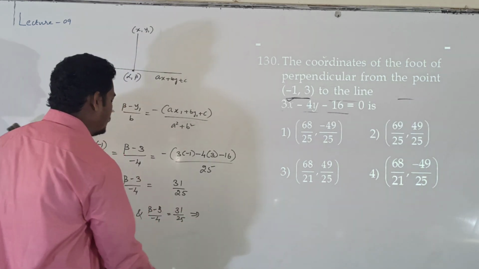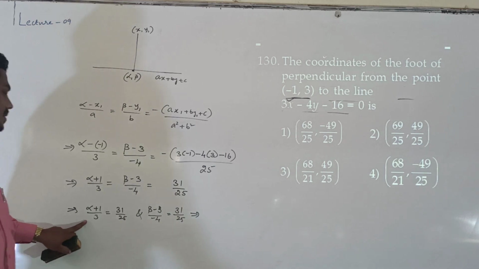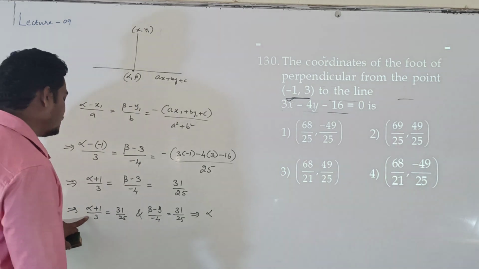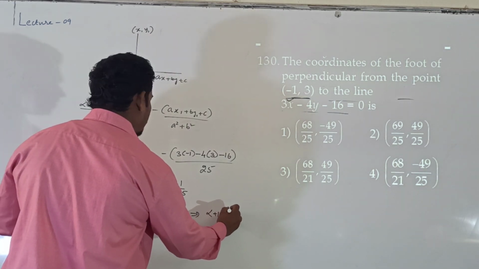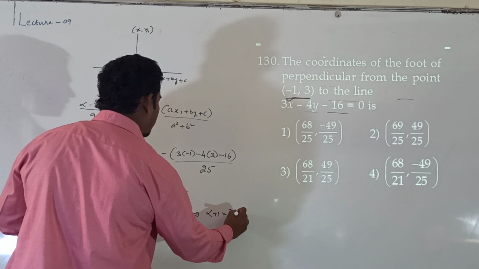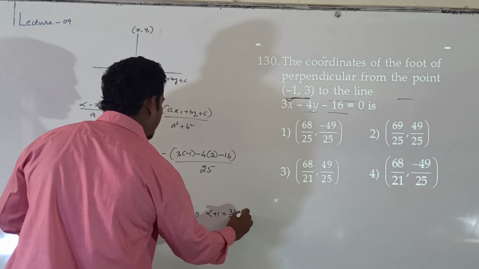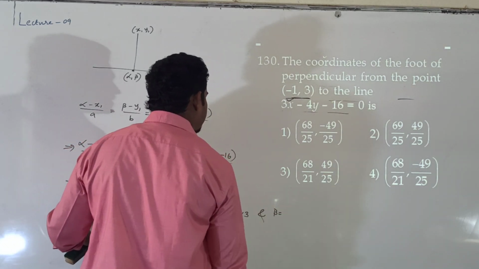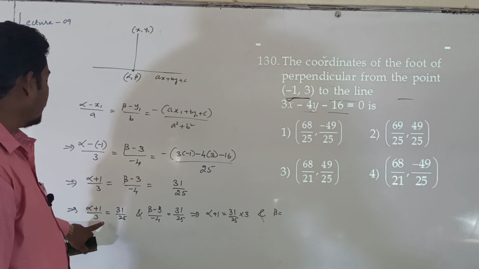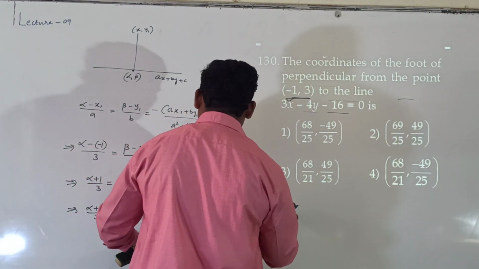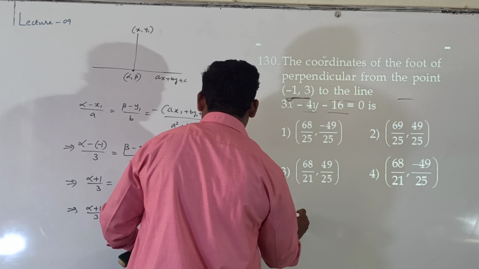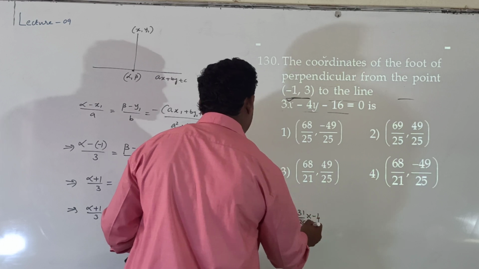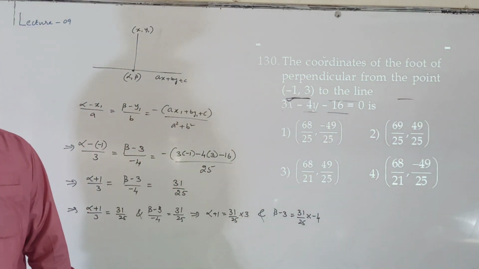That's equal to, just simplification, cross multiplication, alpha is equal to, or alpha plus 1 is equal to 31 divided by 25 into 3, and beta minus 3 is equal to 31 divided by 25 into minus 4. Just simplify these two, then you get alpha and beta value.